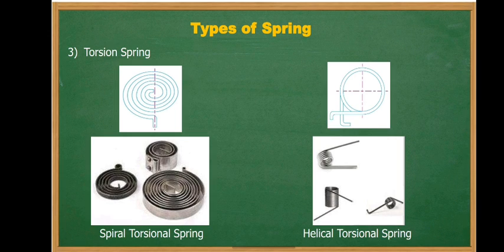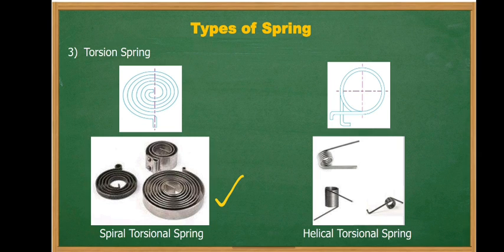Next, torsion springs. Torsion springs may be helical or spiral type. The spiral springs are made of flat strip wound in the form of a spiral and loaded in torsion. So this is the spiral spring. Such type of springs are generally used in toys or watches.